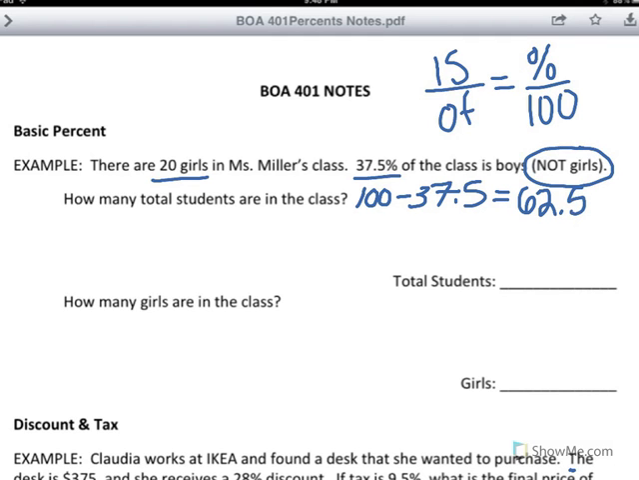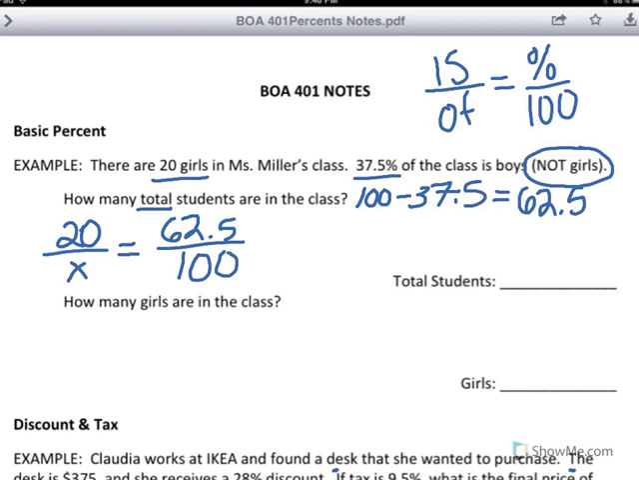62.5% girls. So we're going to use our is over of equals percent over 100 proportion to find the total students in the class. So we have that there are 20 girls out of the total class, which is our X. We don't know how many are in total. And we have that 62.5% of the class is girls. When we cross multiply and divide, we find that the total number of students is 32 students.